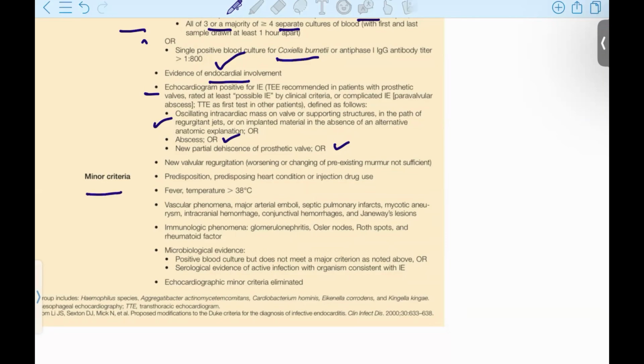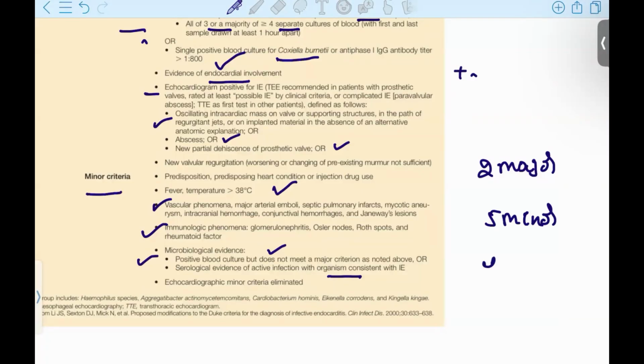In the minor criteria: fever, vascular phenomena, immunological phenomena, and the positive culture that is not the criteria of the major. Okay, whatever major positive is done, but if it does not belong to the major criteria, that should be positive in the minor criteria. For this also you need 2 major, or 5 minor, or at least 1 major and 2 minor. That should be positive for these patients. Okay.